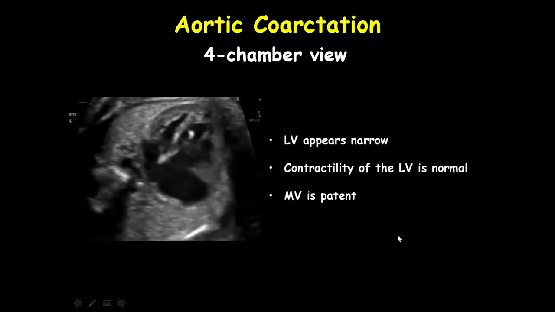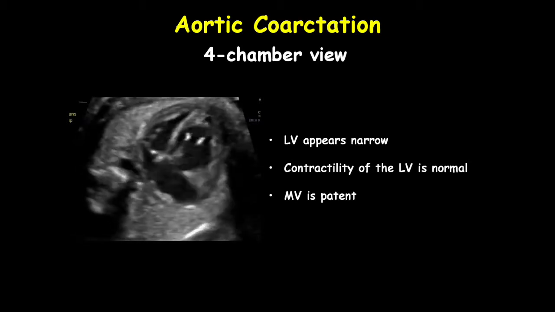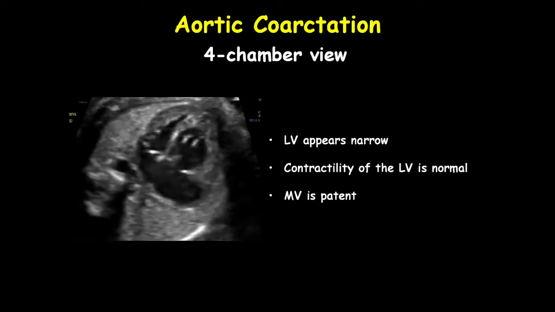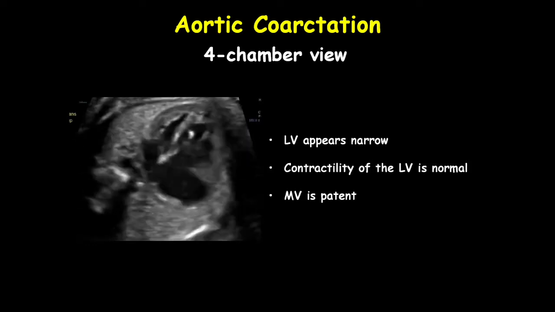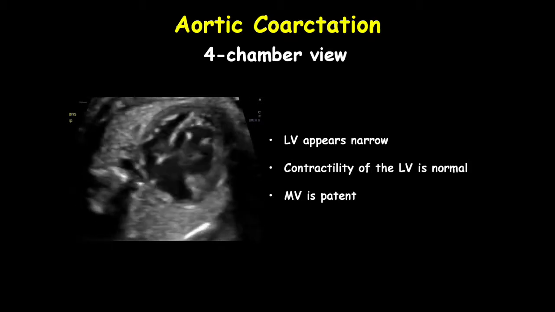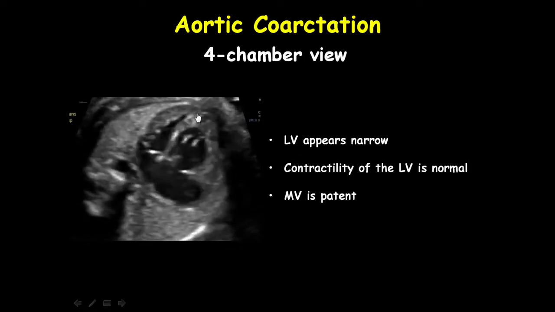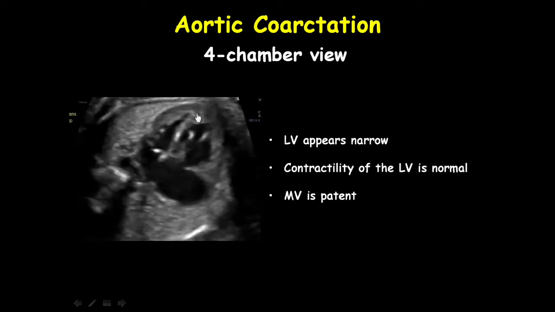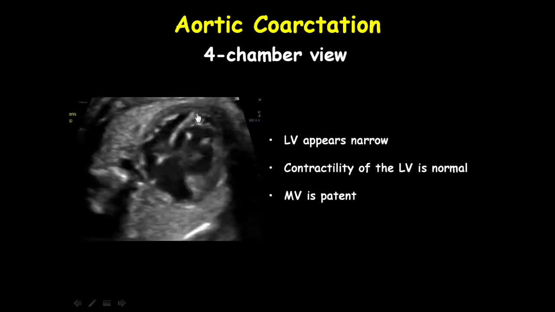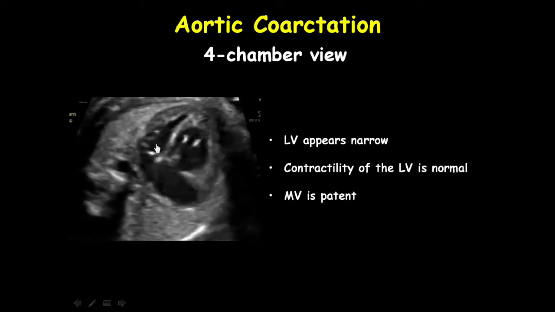So the 4-chamber view demonstrates the narrowing of the left ventricle, and the shape of the left ventricle in settings of coarctation is very typical. In contrast to other pathologies that may involve the left side of the heart, the left ventricle in coarctation has a very narrowed, fusiform shape, and usually it still reaches the apex of the heart and contributes to the formation of the apex. Usually in coarctation, the contractility of the left ventricle is normal, and we can sometimes see reduced but still antegrade flow across the mitral valve.